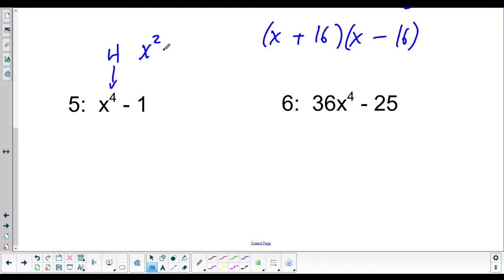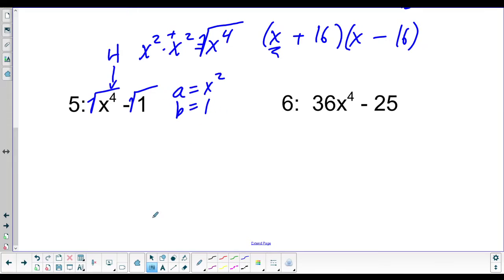X squared times x squared. When you multiply, you add the exponents. So x squared times x squared is x to the 4th. So that means the square root of x to the 4th is x squared. So a, instead of being x this time, is x squared. And the square root of 1 is still 1. Repeat our process. Parentheses, plus in one, minus in another. X squared plus 1, x squared minus 1.